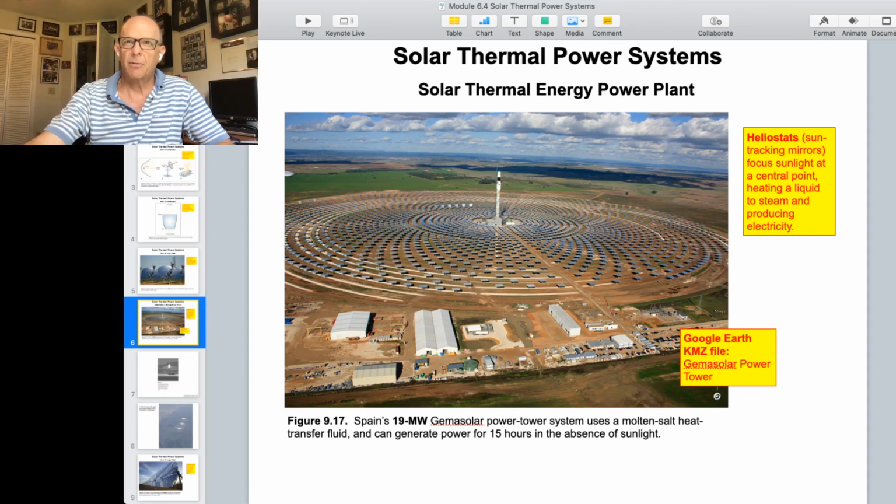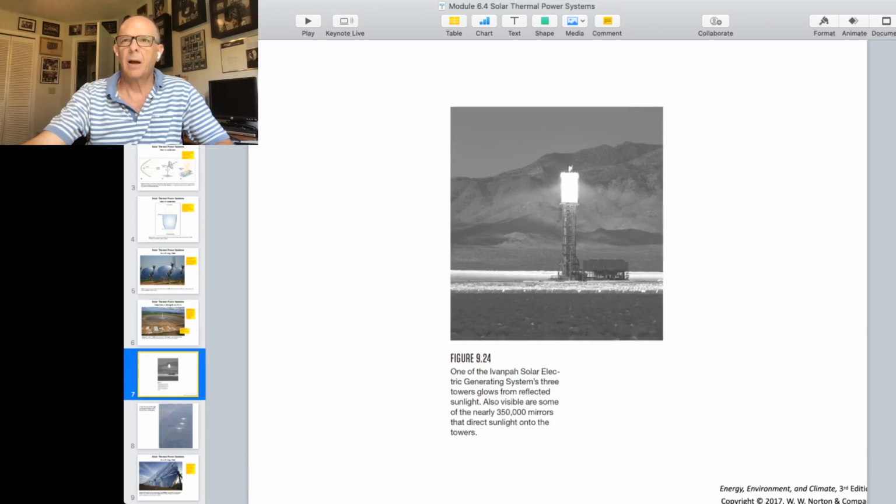So here you've got a number of mirrors, and these mirrors are focusing the sunlight at the tip of a tower there. Here's another view of a system with 350,000 mirrors that are directing sunlight at this tower.